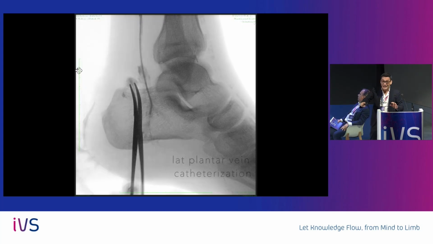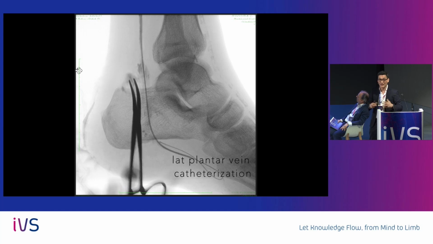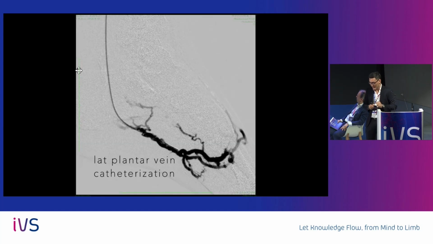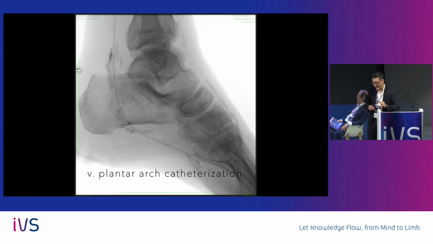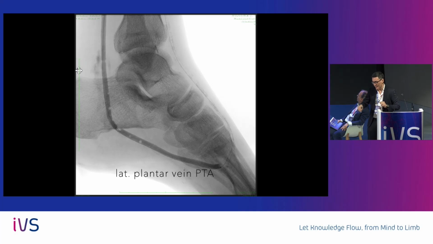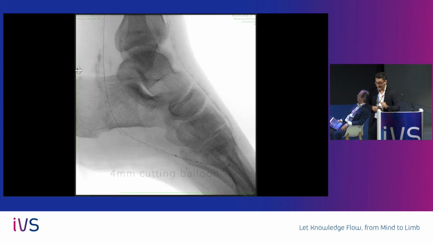Once we have done this, we again need to gain access into the lateral plantar and the plantar arch. Here we are. And in this case, we are just going to leave the wire in the anterior tibial vein, do balloon dilation, and use the cutting balloon for the remaining valves.